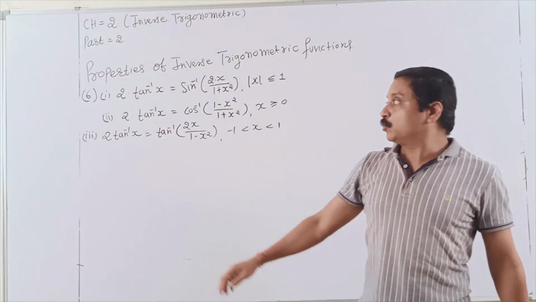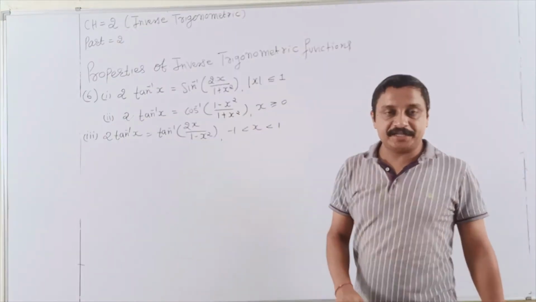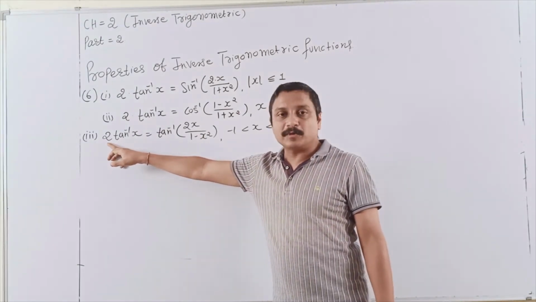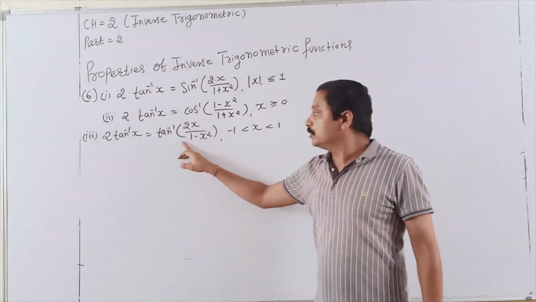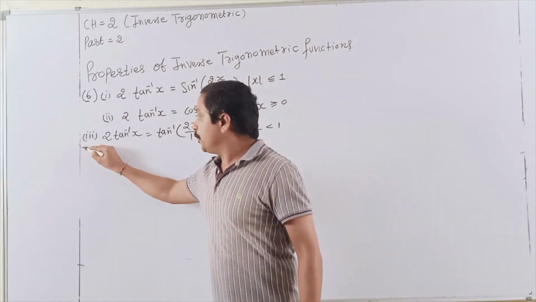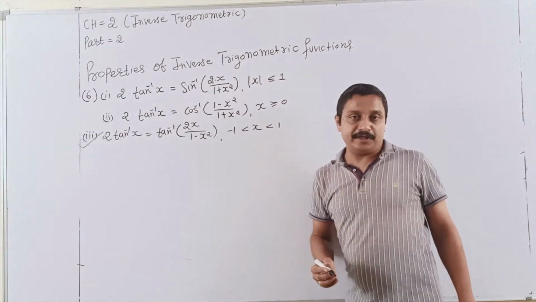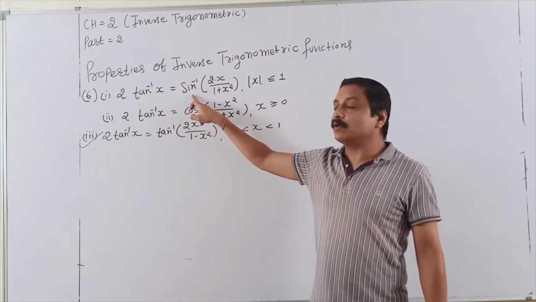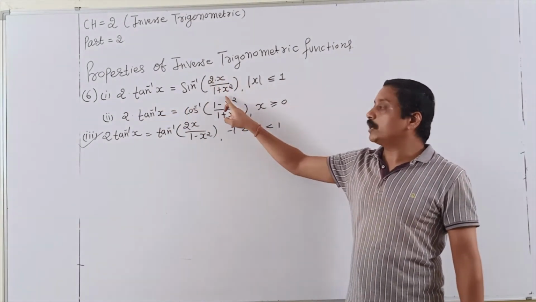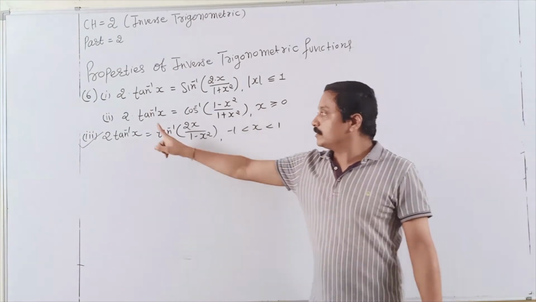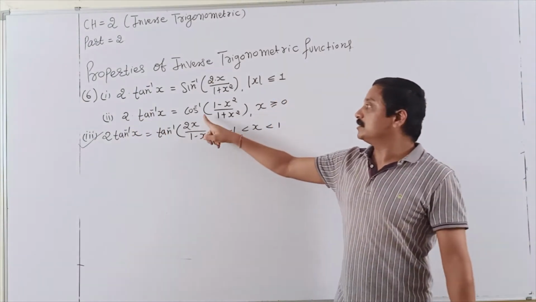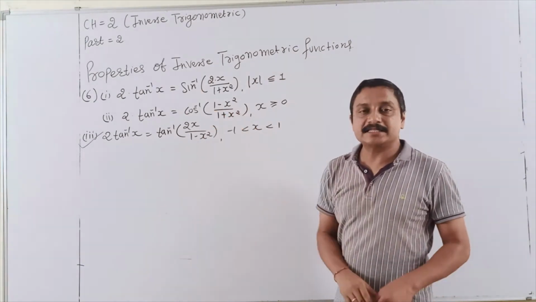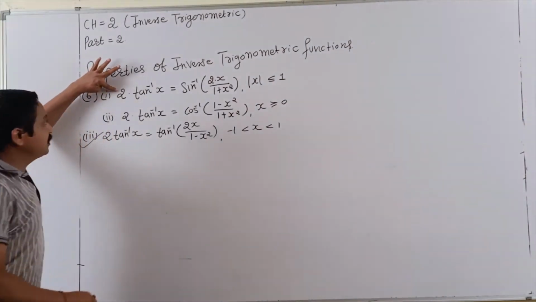Yes students, now I go to the last property, property number 6. Actually 6 and 5 are the same, but see here, the sixth's third property is already done in the fifth one. So this property is already completed in the fifth property. Now see the sixth one: 2 tan inverse x is equal to sin inverse of 2x by (1 plus x square), and the second one, 2 times tan inverse x is cos inverse of (1 minus x square) by (1 plus x square). So one by one I start our property. First of all I explain the first one.